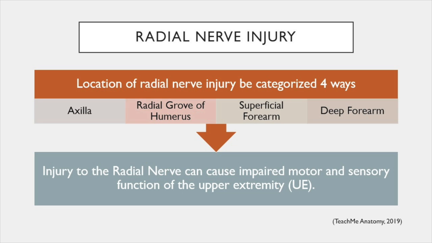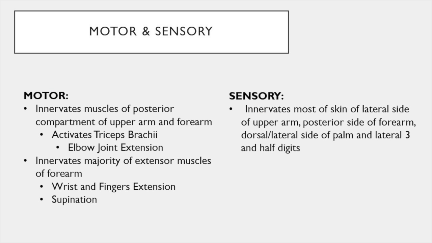Now we're going to talk about injury to the radial nerve. The location of the radial nerve injury can be categorized in 4 ways. It can be at the axilla, the radial groove of the humerus, the superficial forearm, or the deep forearm. Injury to the radial nerve can cause impaired motor and sensory function of the upper extremity.